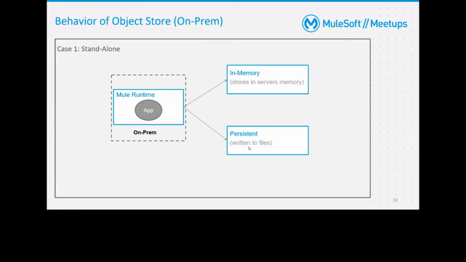So now getting into the behavior of the object stores. Now on-prem, say we have one application and it is on-prem. We have two different ways we can use this object store. As I discussed earlier, it can be in memory and it can be persistent. So what happens if we configure it persistent? Then all our data is written to a file system, which is stored on the server's disk, right? Now, if it is in memory, then it is stored in the server's memory.